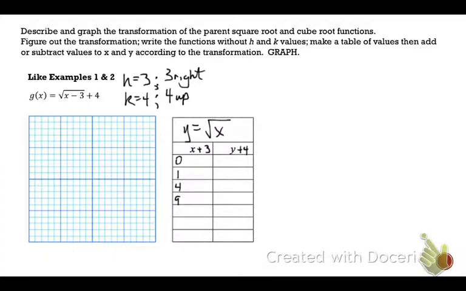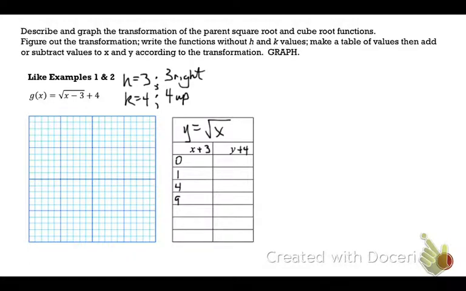It's 3 to the right and 4 up, and this is a square root function. So we have figured out the transformation, and then I also have identified our h value. So our h value is the opposite sign from what we see. It's what's being subtracted, so it's 3. And then our k value is 4.